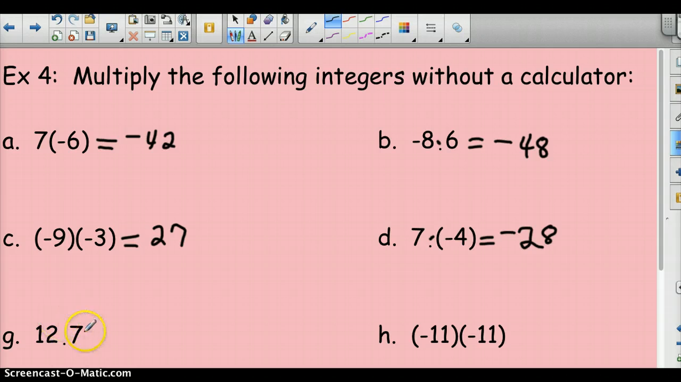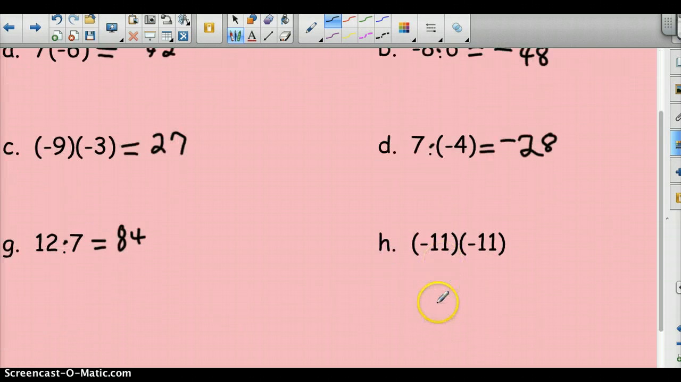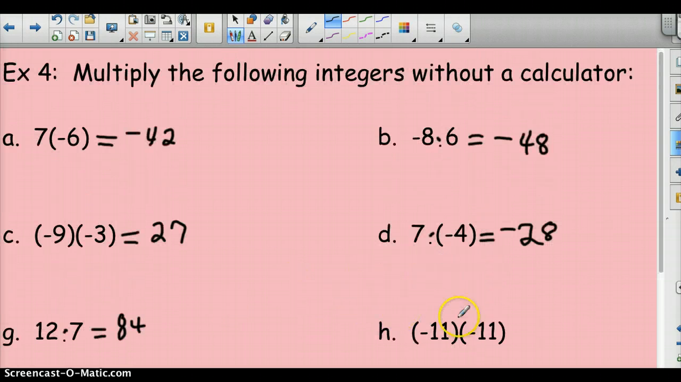Moving down here to the bottom, we have 12 times 7. Well, they're both positive numbers, so the result must be positive since they have the same sign. 12 times 7 is a tougher one, but it's actually going to end up being 84. And here on our last one, number H. As we look at it, it's a negative times a negative, which is a positive, and 11 times 11 is 121.